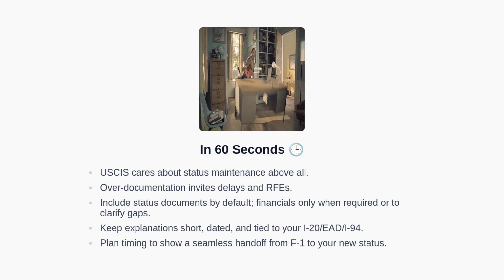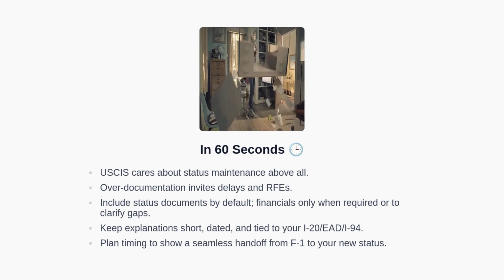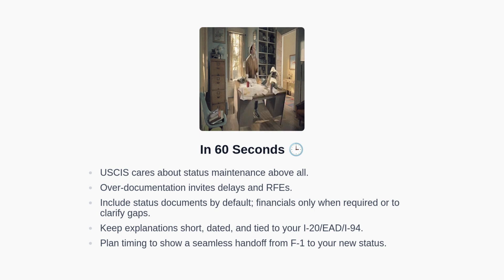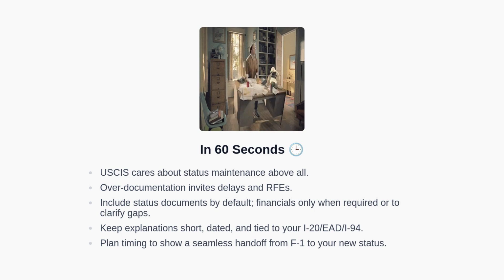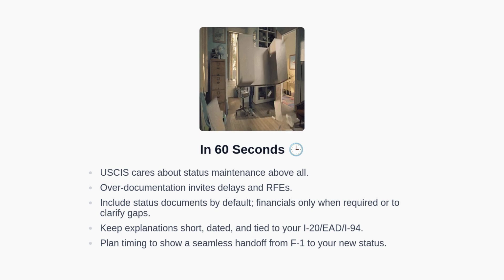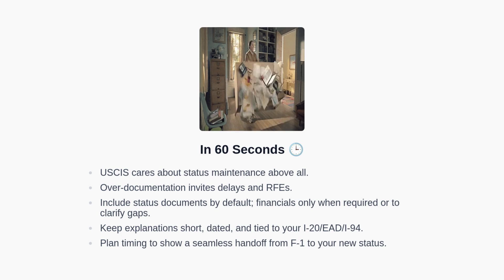To summarize, USCIS primarily cares about continuous status maintenance. Over-documentation tends to slow cases and trigger RFEs. Include status documents by default, and only add financials when instructions require them or they clarify a known gap. Keep explanations brief, dated, and tied to specific I-20, EAD, or I-94 entries. Finally, ensure your timeline shows a seamless transition from F-1 to the new status.